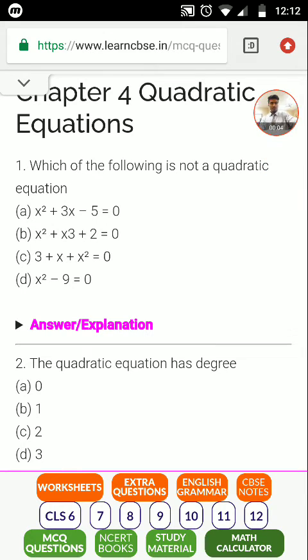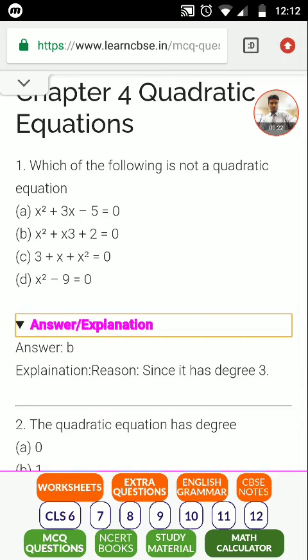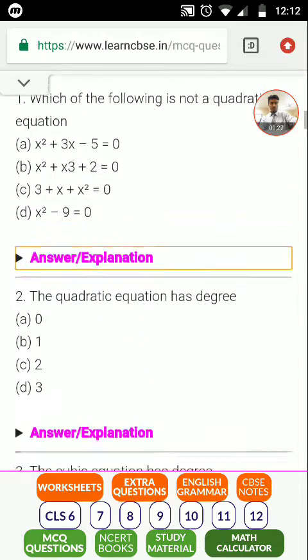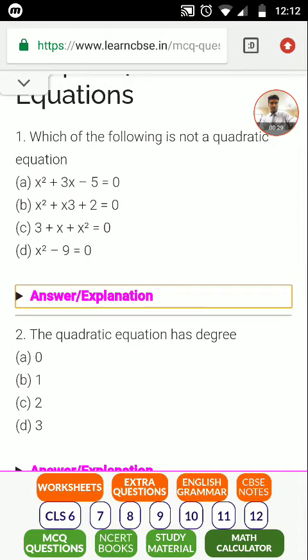So moving on to chapter number 4 MCQs portion, we have question number 1: which of the following is not a quadratic equation? You have to tell which of these is not a quadratic equation. The first equation looks alright, degree 2. The second equation has a degree of 3, so this will not be a quadratic equation. Okay. Kindly copy the question as well as write the right answer.